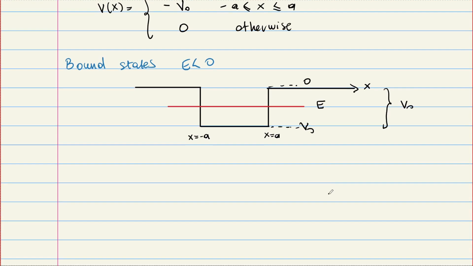And what we need to do is solve Schrödinger equation. Let's do that for each domain. So here we have minus h bar squared over 2m d squared psi d x squared is equal to E psi. We know E is negative. If you forget that, you can take it inside absolute value and put a minus 1, but I'm not going to do that.